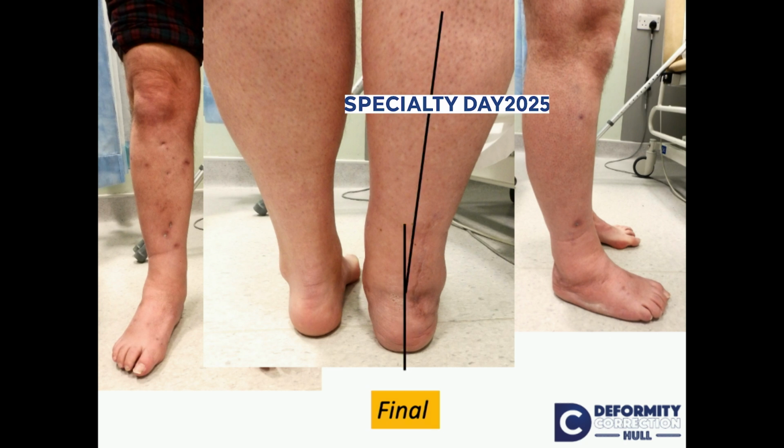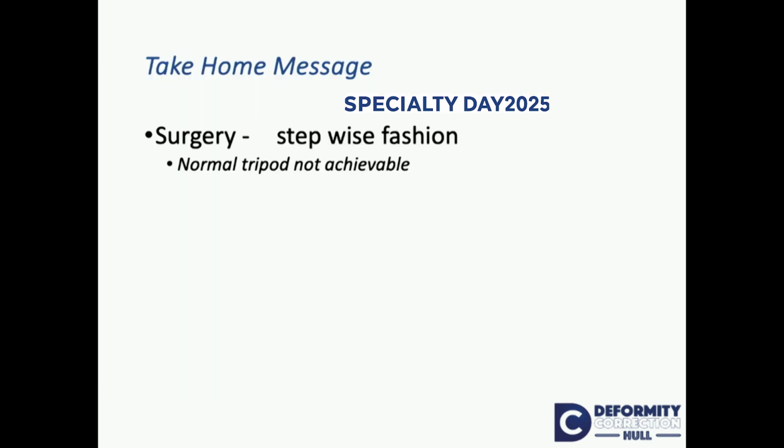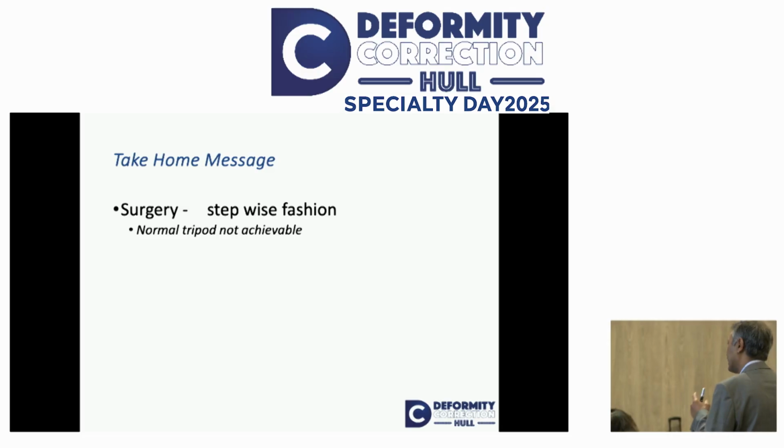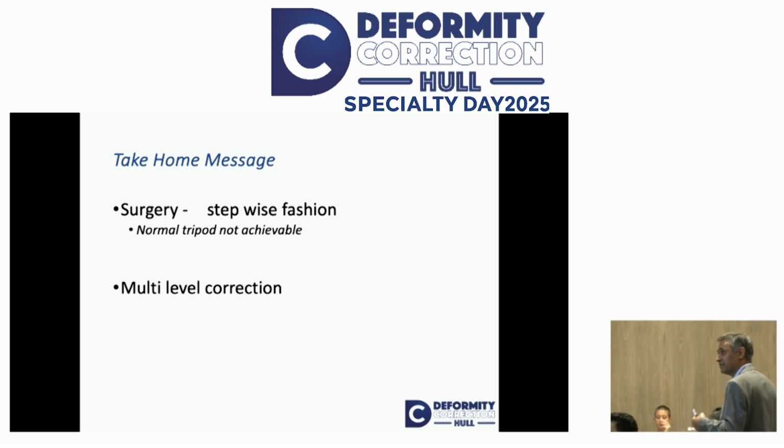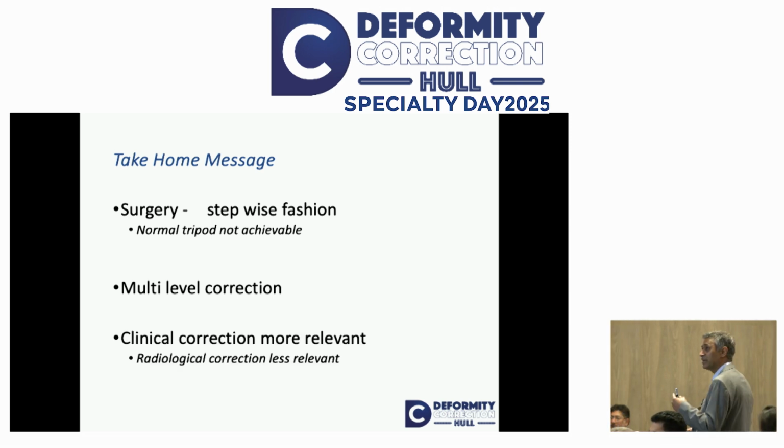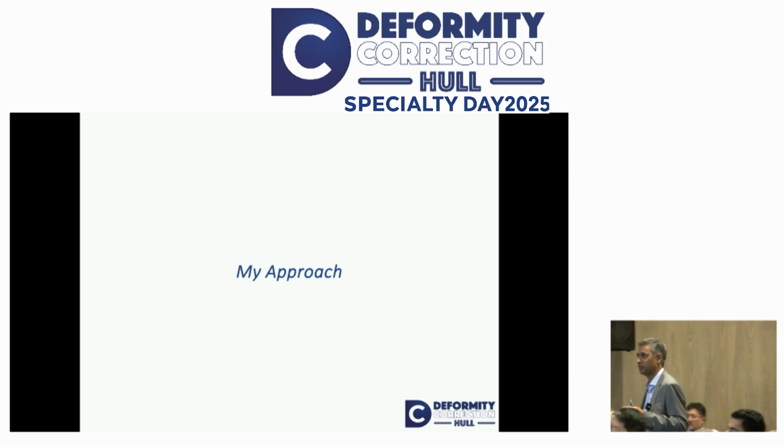And again, they don't walk miles. They're not going to sprint. The idea is to have a foot where they can walk reasonably pain-free with normal shoes. That's the plan. So take one-step surgery, starting from where the problem is, correcting gradually. If you need a multi-level correction, this is fine. But the important thing is the X-rays are not important. Clinically how the foot looks, that's important.